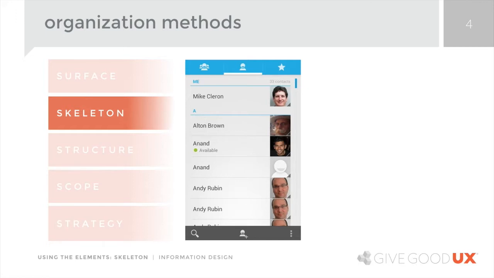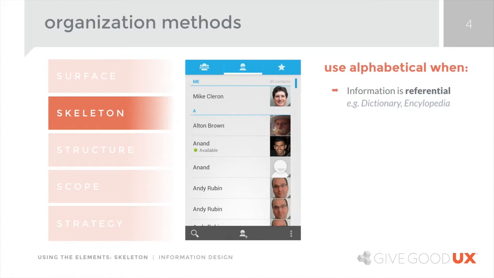The first is alphabetical. You use alphabetical organization when information is referential, when you're looking for sources in a dictionary or you're doing research using an encyclopedia. Okay, that's referential information. You also use alphabetical organization when you need efficient, nonlinear access to specific items. The contact list on your phone is a beautiful example of this.